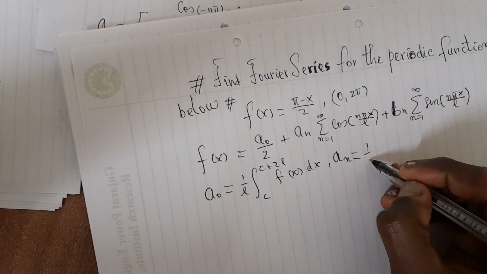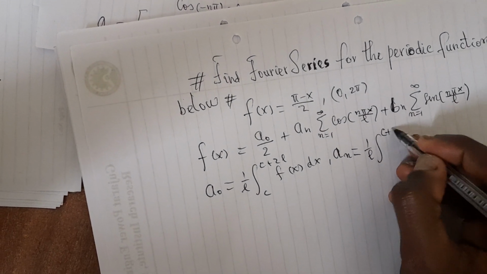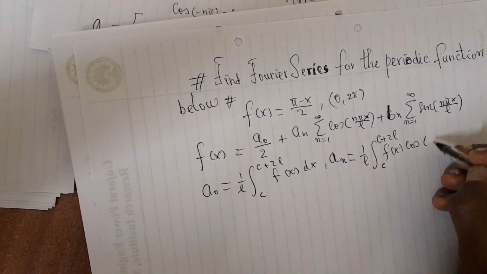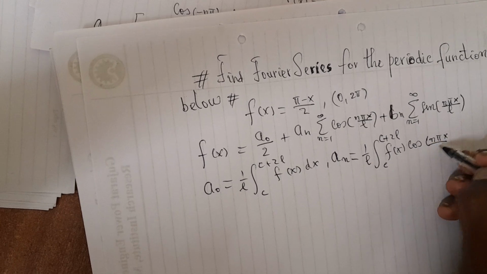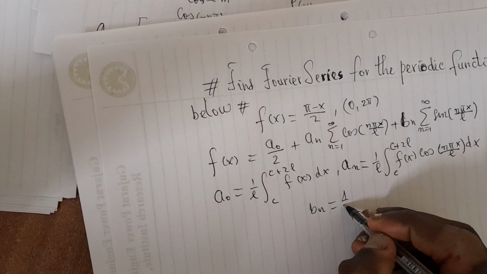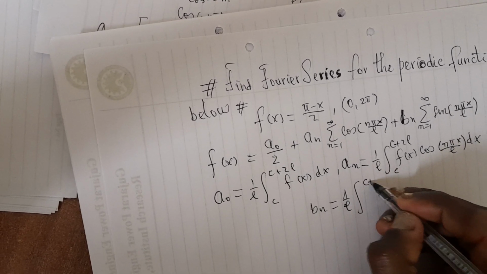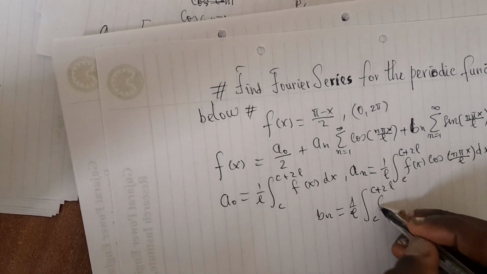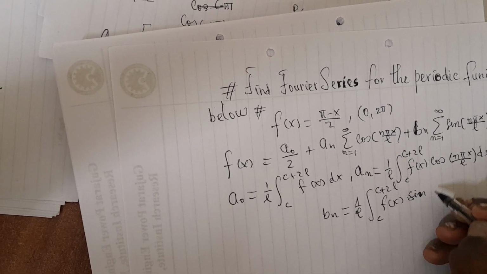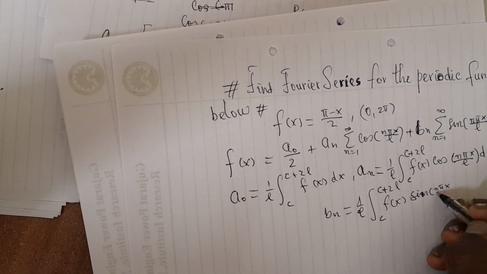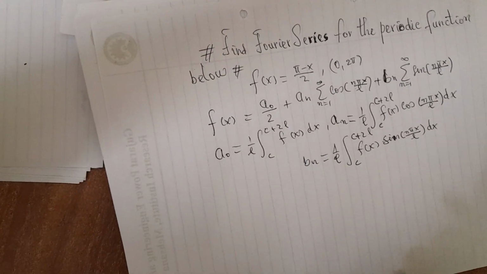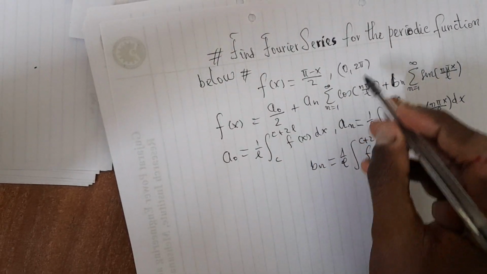Again, an is 1 upon L, integral from c to c plus 2L of f of x cos of n pi x upon L dx. Now for bn, you'll get the same: 1 upon L, integral from c to c plus 2L of f of x sin of n pi x upon L dx. So the first thing we have to do is find what is L.